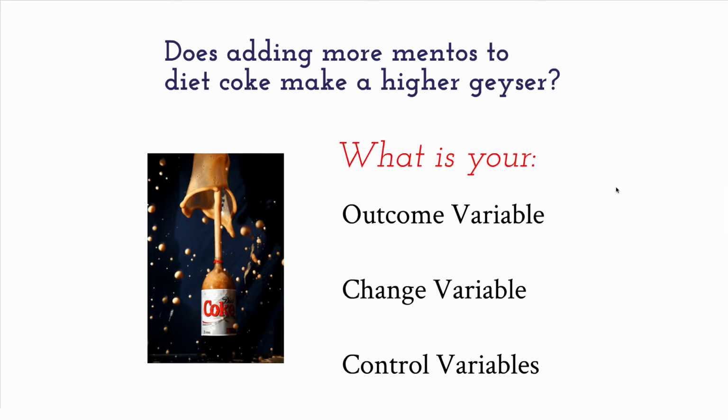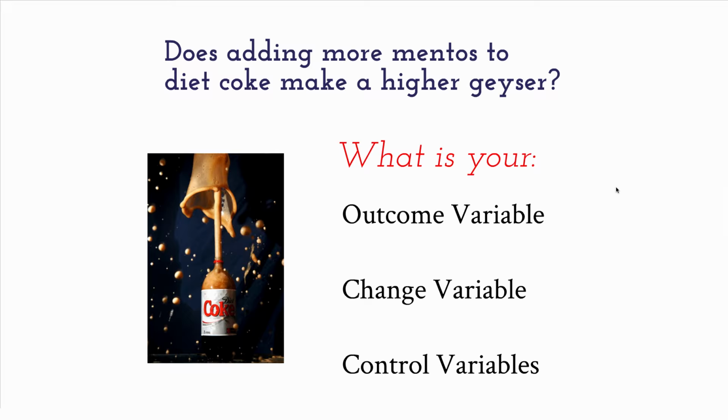But if you want to do it with the group, which I do recommend is fun, really quickly, is the old Mentos and Coke experiment, which is really fun. So our question is, does adding more Mentos to Diet Coke make the geyser any higher? So as a group, we go through what's our outcome variable? What are we going to measure? They should pretty quickly realize that that's the height of the geyser.